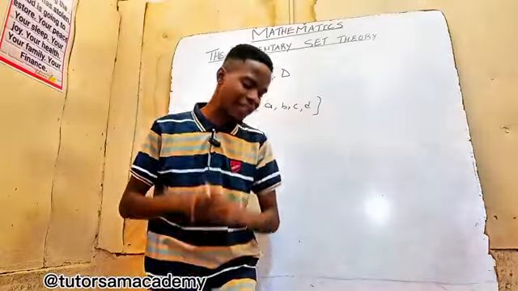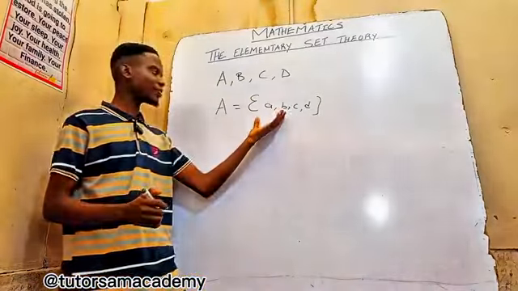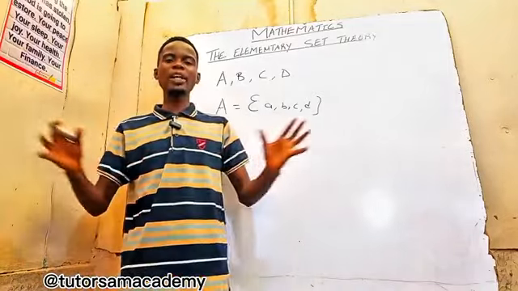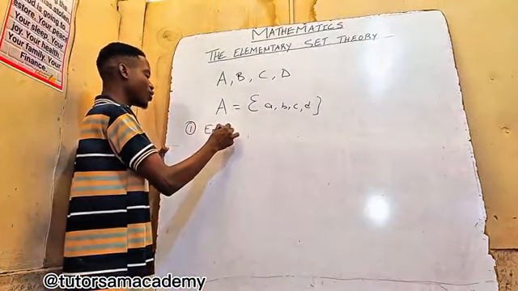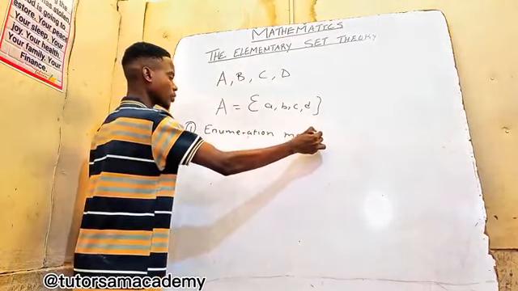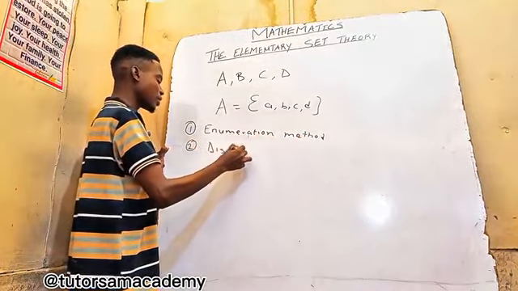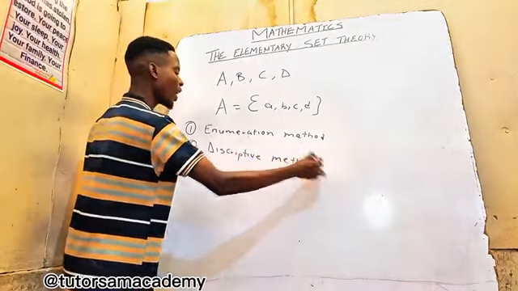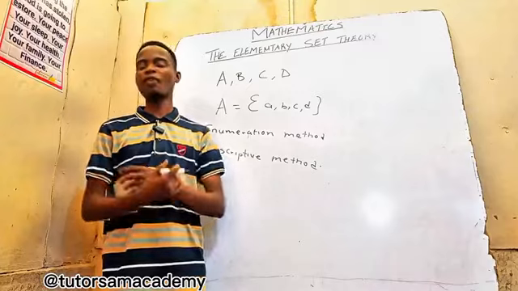Membership in a set can be defined in two ways. We have what we call the enumeration method. One way to describe a membership is the enumeration method. And number two, we have the descriptive method. So these two methods help us to describe the membership of every set.